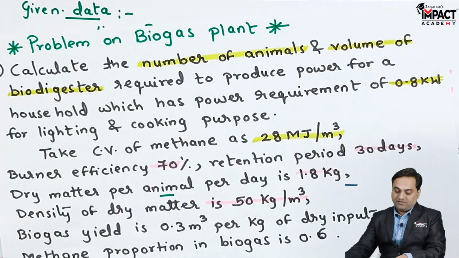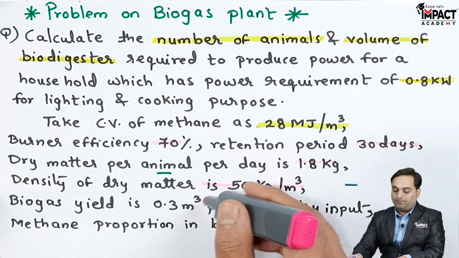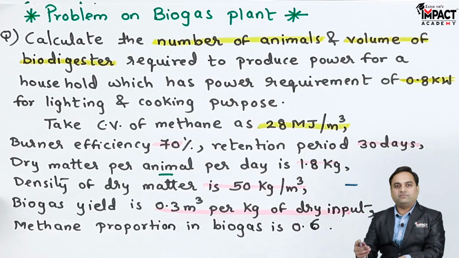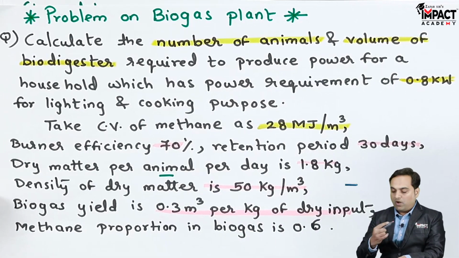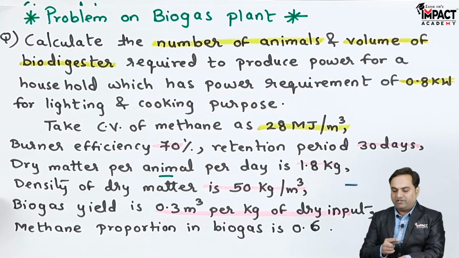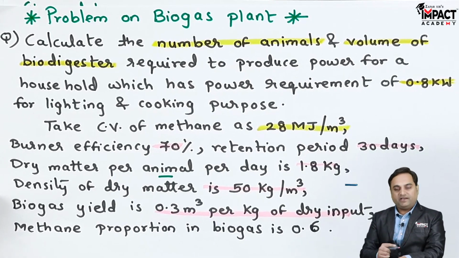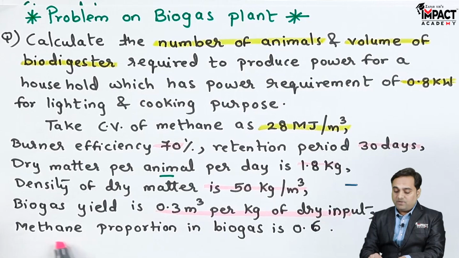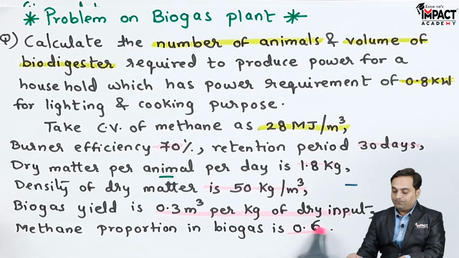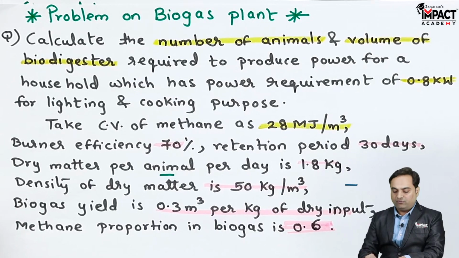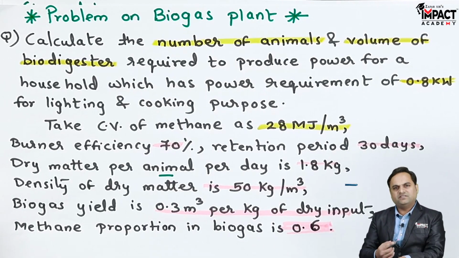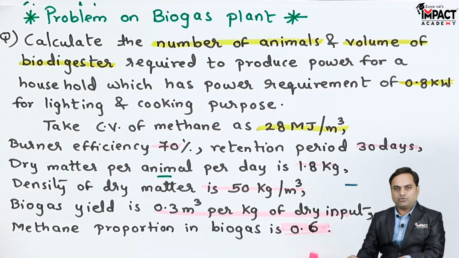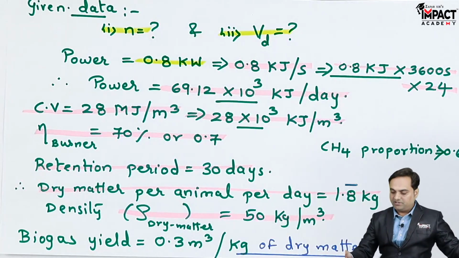And next it is given the biogas yield is 0.3 meter cube per kg of dry input. So the meaning of this data is, out of the 1 kg of dry input, means if we are giving 1 kg of cow dung or dry matter into the biogas plant, out of that we are getting 0.3 meter cube of biogas. So that is the biogas yield, and methane proportion in biogas is 0.6. They have given it over here that the biogas may contain some other gases as well, but the major proportion is of methane. So methane is having a proportion of 0.6, or we can say 60% is methane.